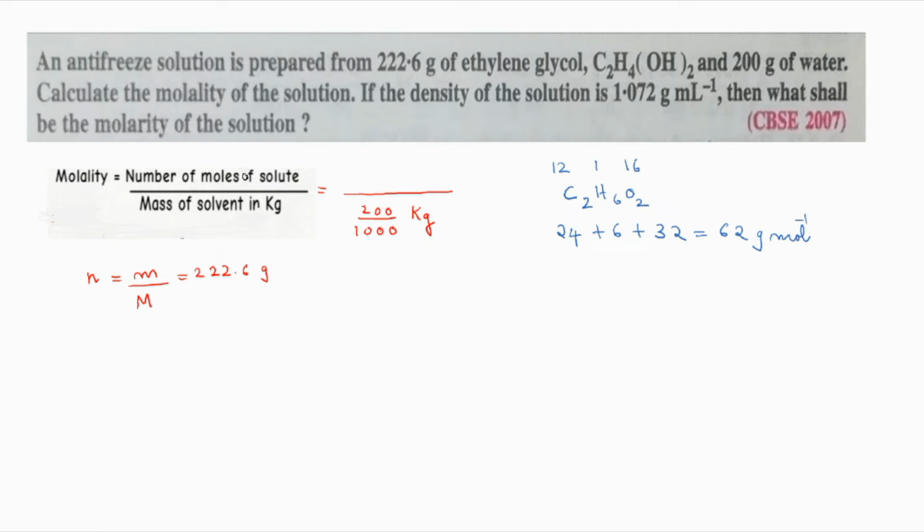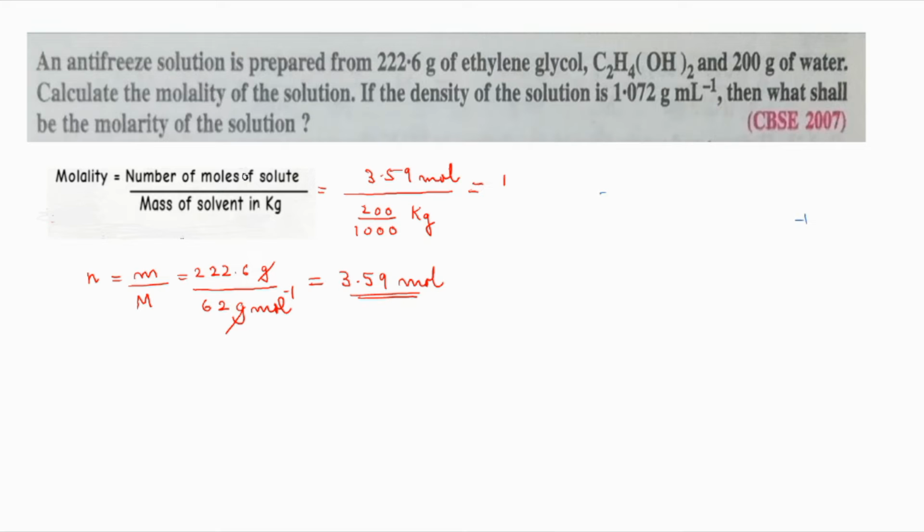Now, substitute the value over here. 222.6 gram divided by 62 gram per mole. Gram will be cancelled and you will be getting the answer as 3.59 mole. Agreed? So, we got the number of moles of ethylene glycol. Now, we can substitute this value over here to find out the molality. 3.59 mole divided by 0.200 kilogram of the solvent. That will be equal to 17.95 molal. This will be the molality of the given solution.